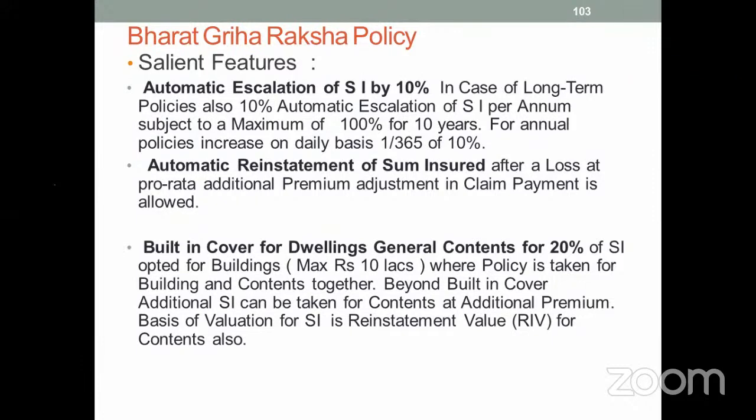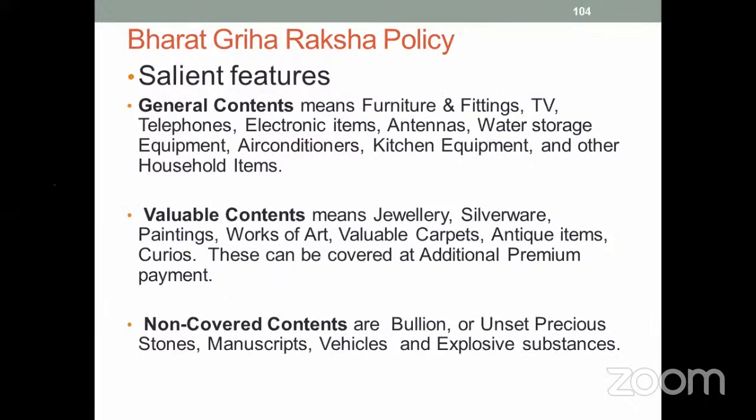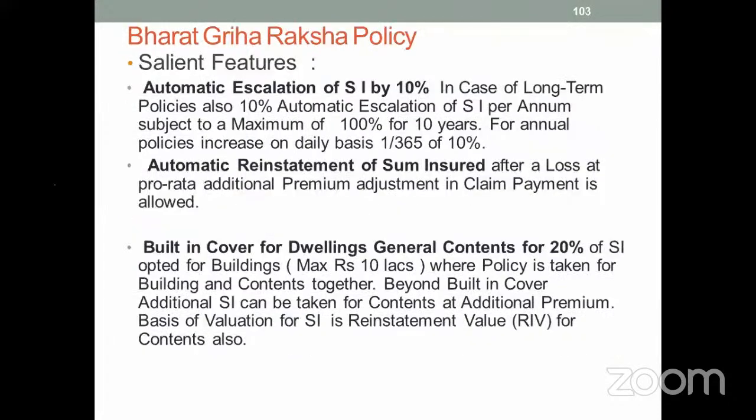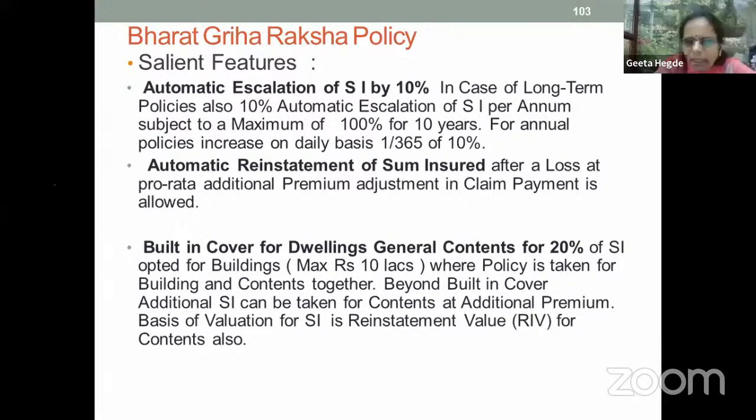Excuse me, ma'am. One small doubt. This 20% which you are referring to for the contents part, is it within the overall sum insured of the building, or is it in addition to the building sum insured? No, not in addition. If you are covering the building with carpet area into your construction cost, and your building sum insured is, suppose, 50 lakhs, then your contents are by default covered up to 20% of that sum insured.